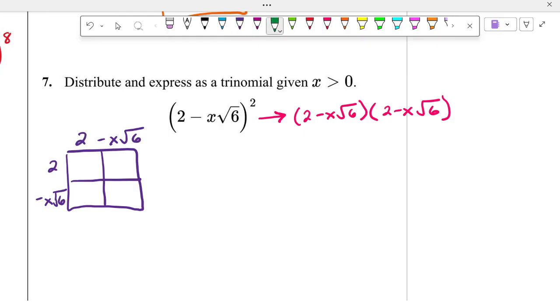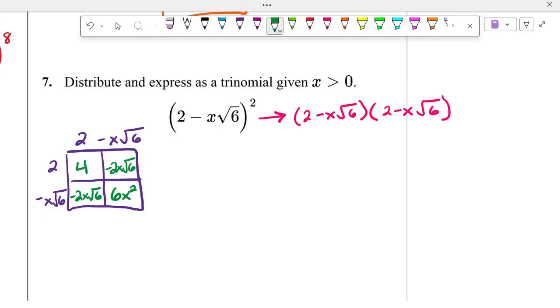All right, what's 2 times 2? 4. 2 times negative x square root 6? Negative 2x square root 6. This is the same thing. Now, think about this carefully. Coefficients by coefficients, radicals by radicals. All right? So, if I do negative x times negative x, what's that? X squared. If I do square root 6 times square root 6, what's that? Square root 36, or just 6. This would be 6x squared.